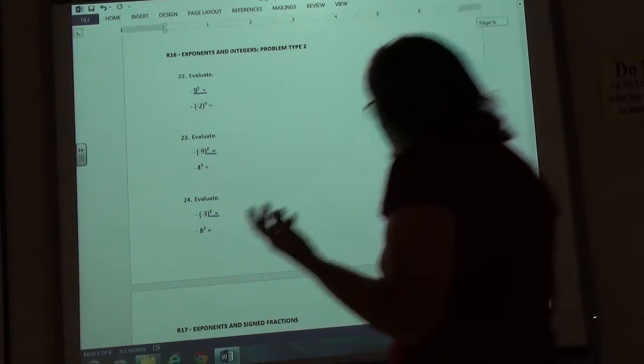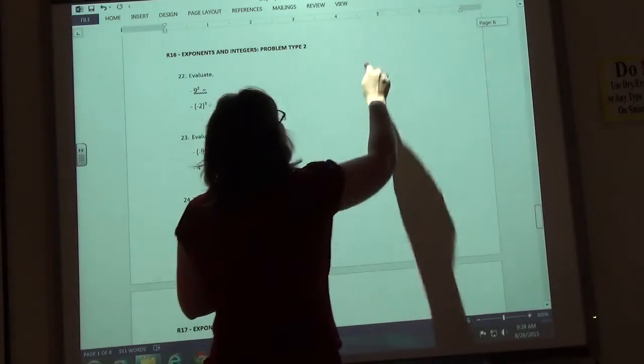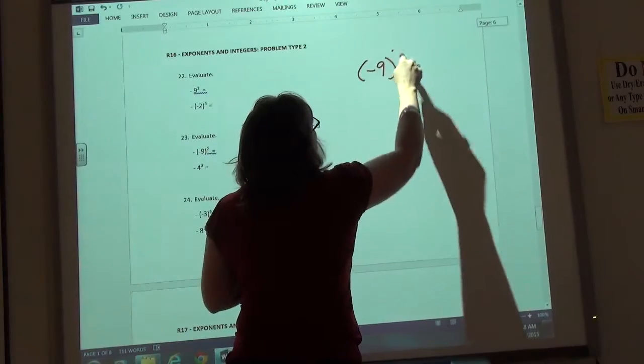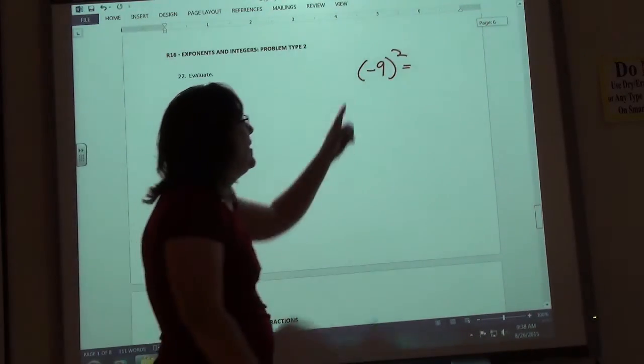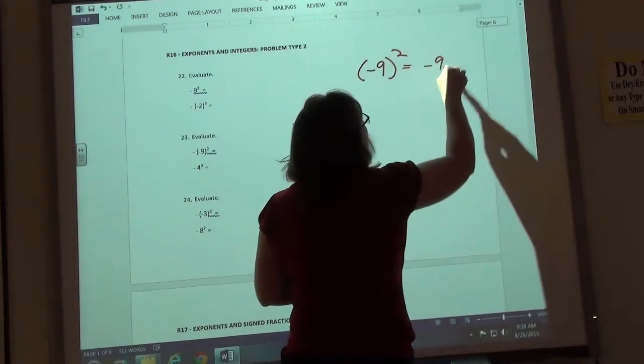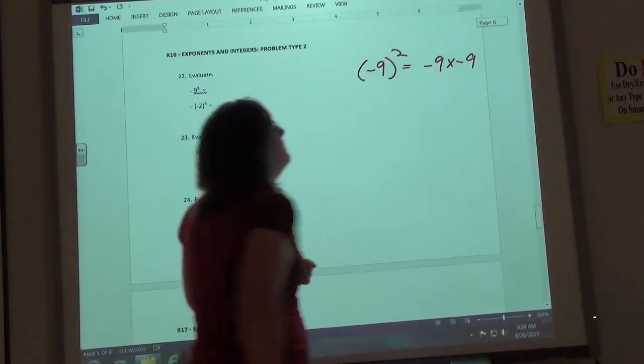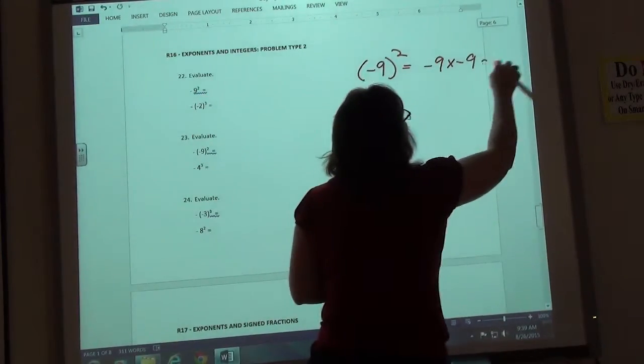Why do the parentheses make a difference? If I have this, those are the ones we just did. This means negative 9 times negative 9. And I get positive 81, right?